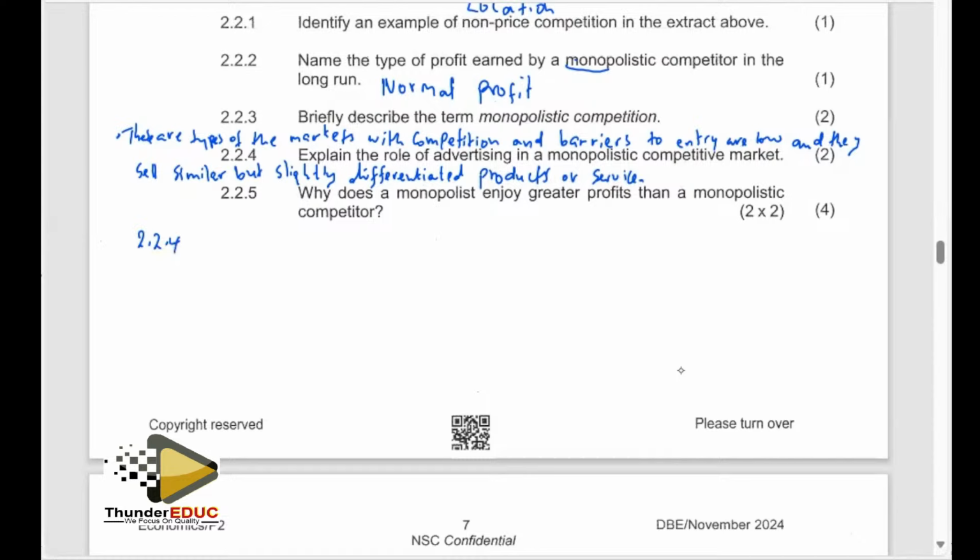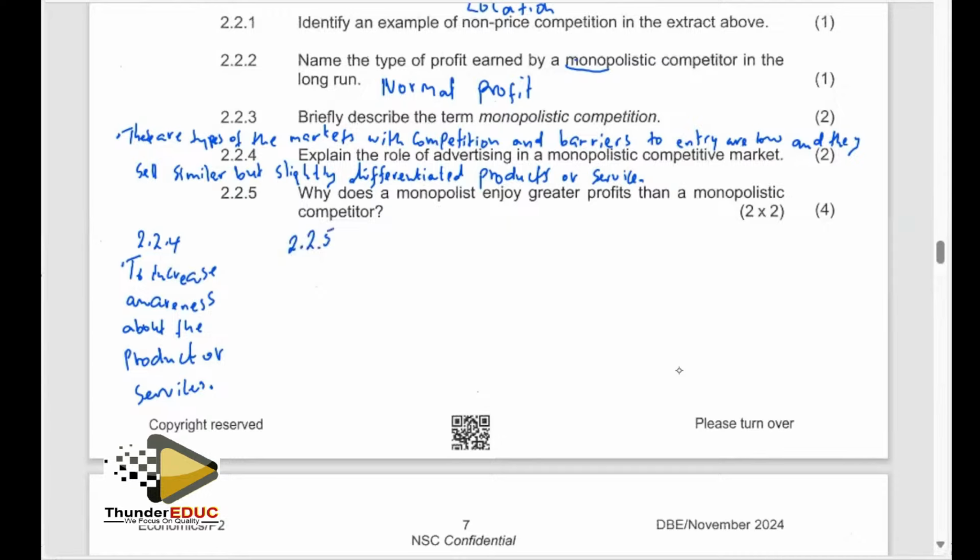Okay, right. So now let's move on to 2.4.4. Explain the role of advertising in a monopolistic competitive market. The role is to increase awareness about their products or services. So the role is to increase awareness of the product or services.